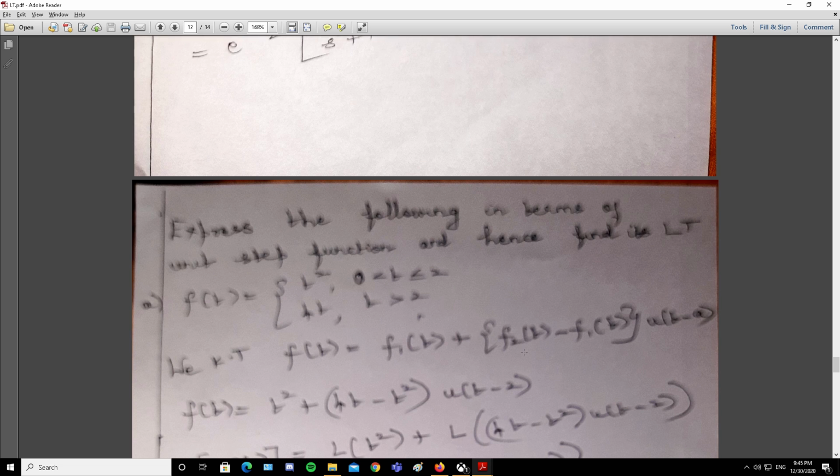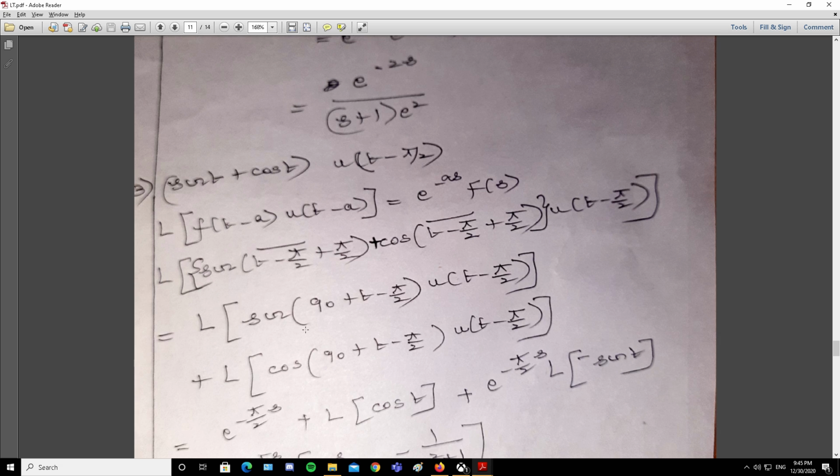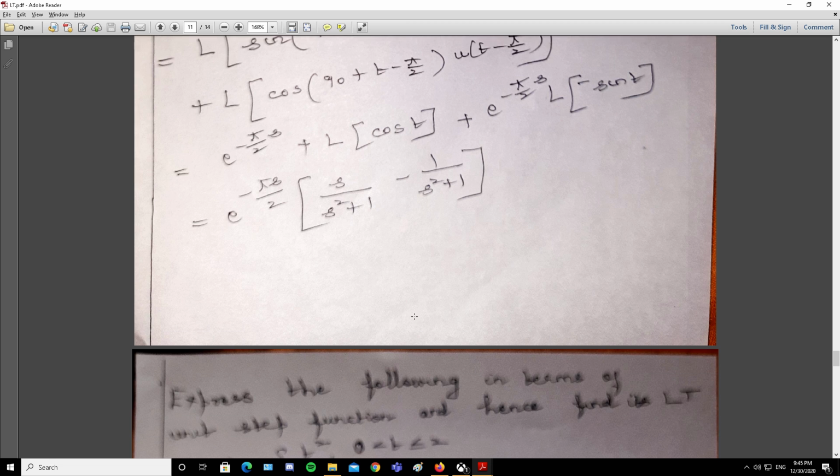So wherever you have a product, you have to make use of property 2, that is this one. You have to learn it by heart. By looking at the function, you should be able to write the right side. And the thing is, you should have the same variable in both u and f. So look at the function u, whatever you have in u, you should get in f also. That's what we have done here.